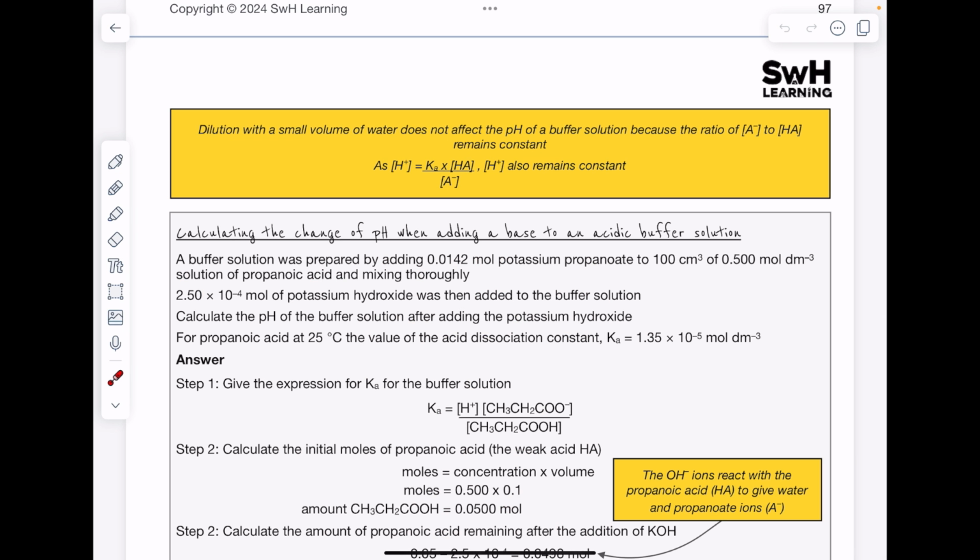One thing I should mention is that dilution with a small volume of water does not affect the pH of a buffer solution, and that's because the ratio of the A minus ions, so for example the ethanoate ions, to the concentration of the acid, for example the ethanoic acid, remains constant, and then due to this equation here, the concentration of H plus also remains constant.